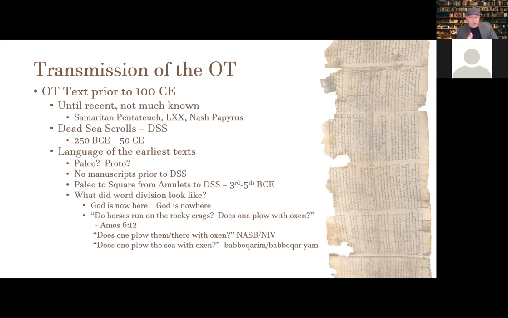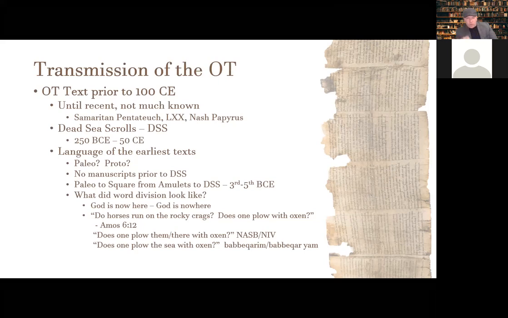You may be saying, why does it matter if we understand how the Old Testament was written? When we go from the Paleo to the square Hebrew, the block letter Hebrew that we know today, we understand that transition took place in about the 3rd to 5th century, and part of this amulet to the Dead Sea Scrolls helps us paint that picture of the progression of Hebrew.